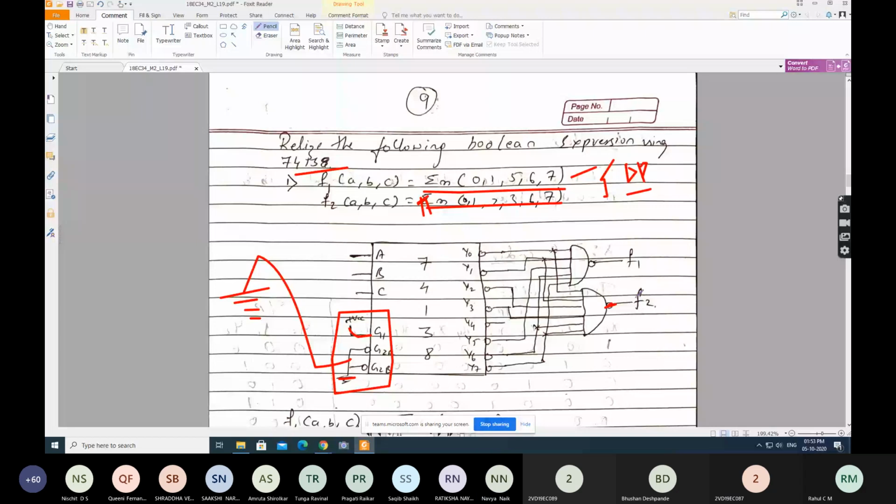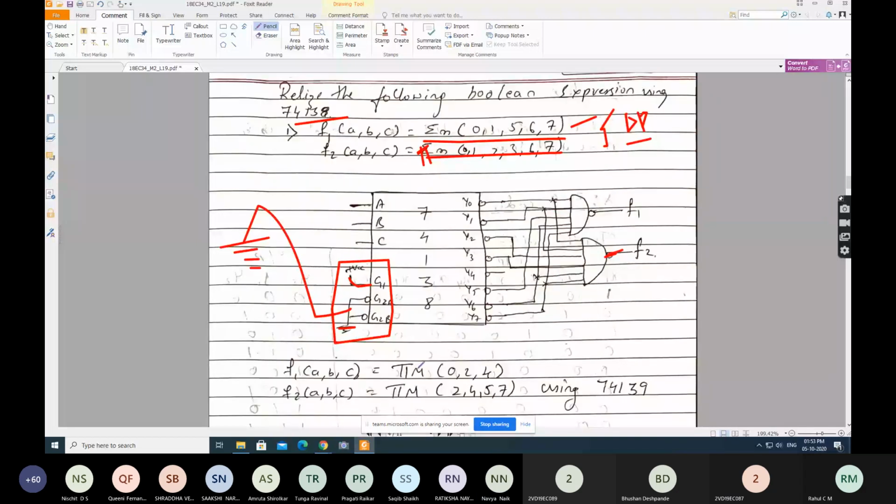Next, the second one, pi m. This question is a little bit tricky. Look here. F1 of ABC is equal to pi m of 0 to 4. F2 of ABC is equal to pi m of 0, 4, 5, 7. These two functions you have to implement using only one IC.